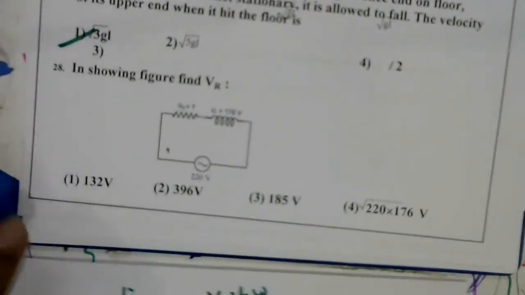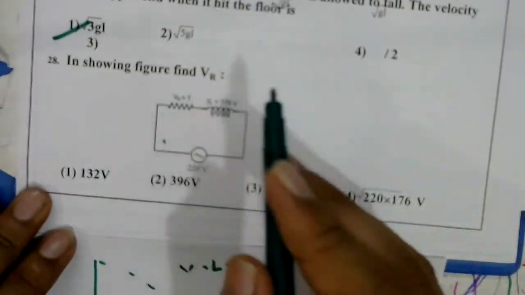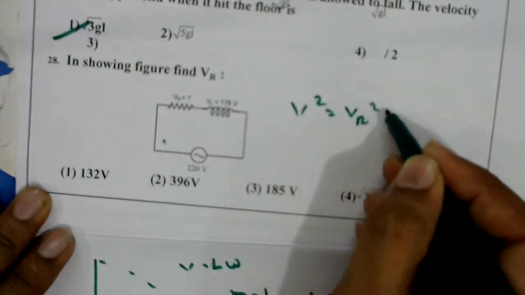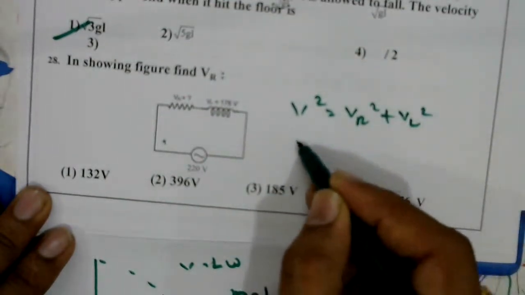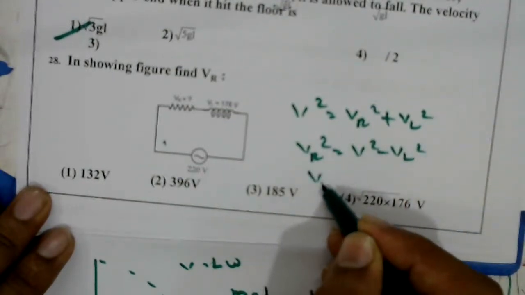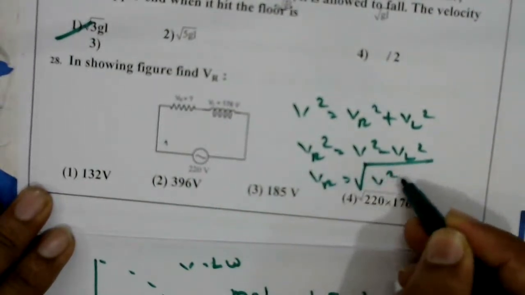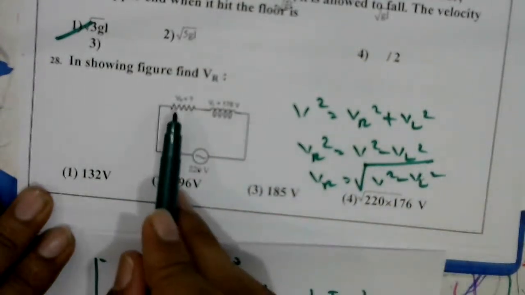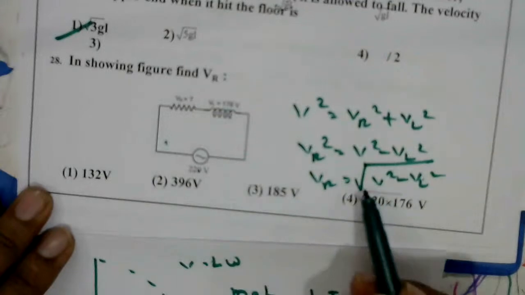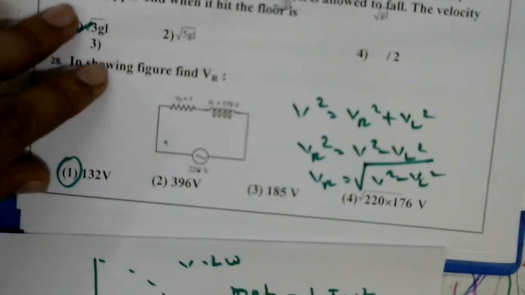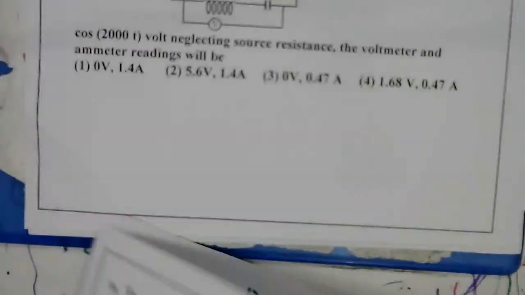Okay, next one. In the figure shown, V R is how much? V square is equal to V R square plus V L square, so V R square is equal to V square minus V L square. V R is equal to the square root of V square minus V L square. V is 220, square; V L is 176, square. You subtract, and after that take the square root, and you get 132 volt.